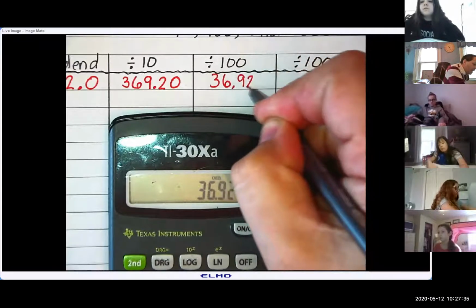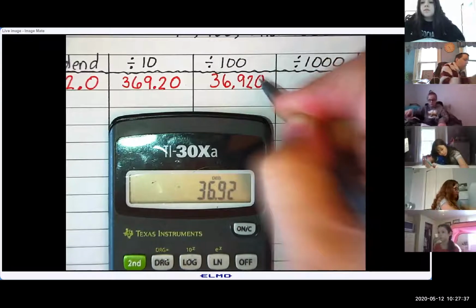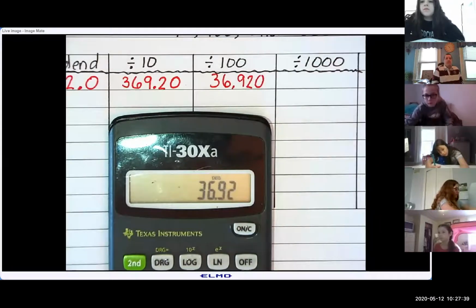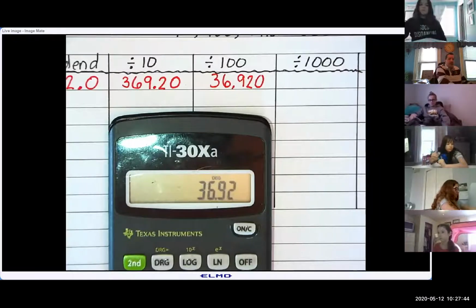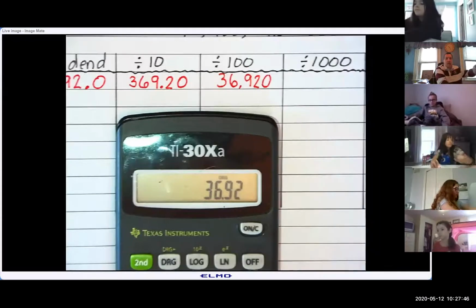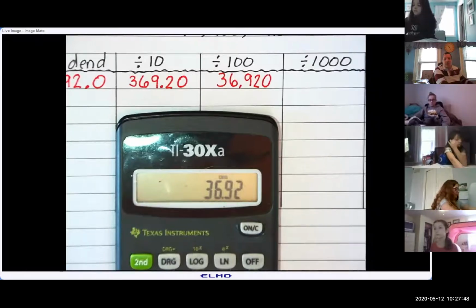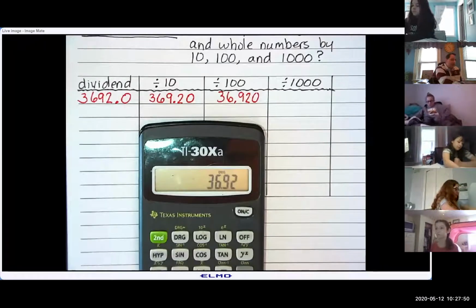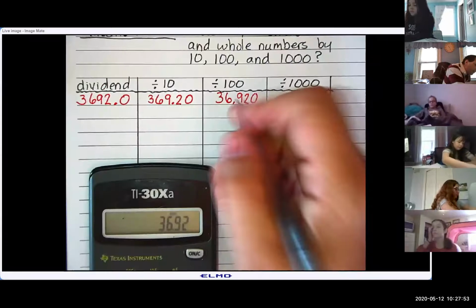And I'm going to put that ending 0 in just so we can see. What do you notice? You're moving the decimal point over 1? Are the digits changing? No. The digits are not changing at all. But I'm moving that decimal point. I'm going to make this look more like a decimal point. I don't want it to look like a comma.